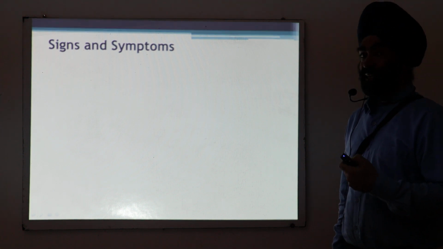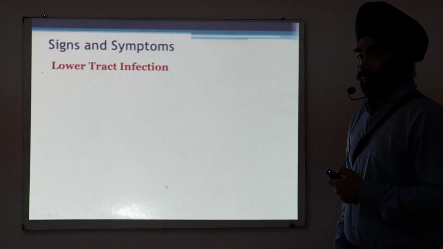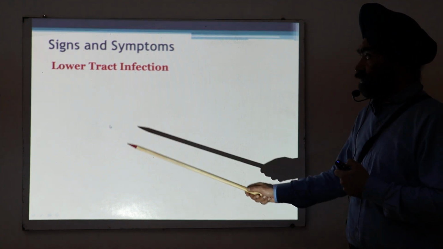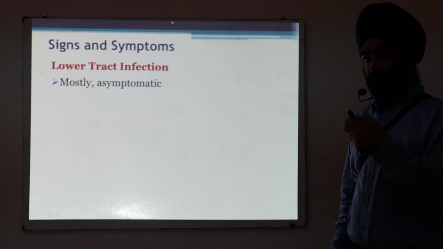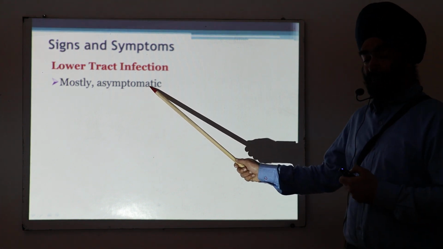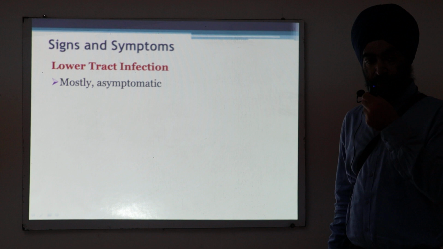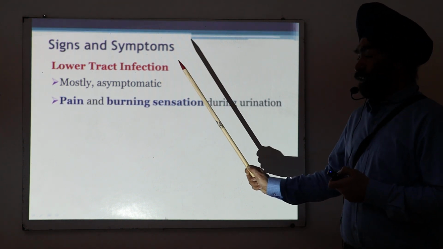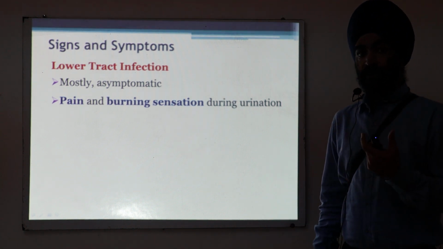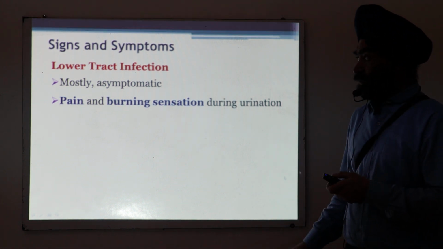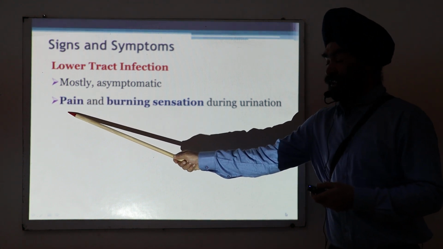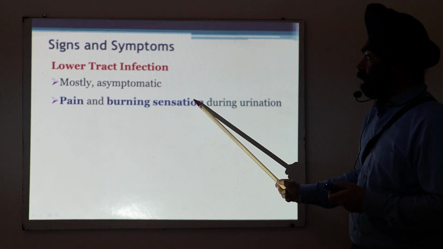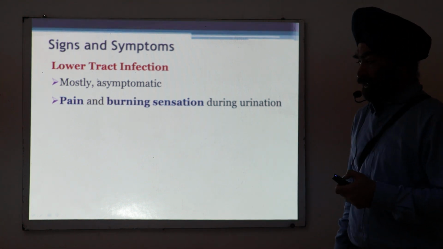So what are the signs and symptoms of UTI? First of all, as I told, it can be lower tract infection, it can be upper tract infection. First of all, lower tract infection. So the symptoms are mostly asymptomatic. That means bacteria may be present, but symptoms may not be present. But if symptoms are present, they are generally located to that urinary tract, local symptoms. What is the major symptom? Pain in that region and burning. Pain and burning during urination is an important symptom of urinary tract infection.